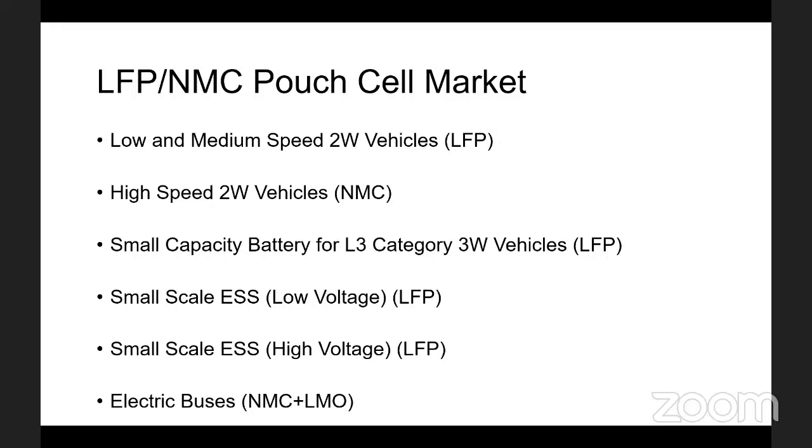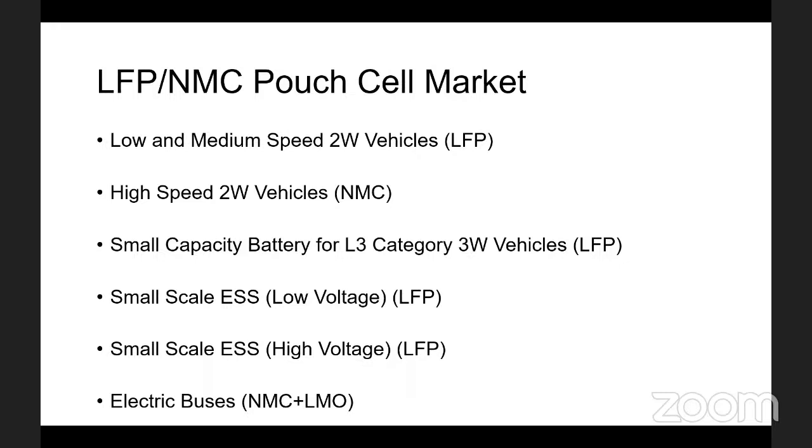So pouch, again, LFP and NMC, they have their own importance. Low speed and medium speed, they want to use LFP. Ultra high speed, sometimes they want a 3C cell, and LFP pouch can be about 2C, which should pretty much take care of most of the high speed. But for ultra high speed, maybe sometimes they want to look at NMC, but NMC comes at a cost. It's expensive, it's less safe, the cycle life is less, but still, for various reasons, it is preferred in some of the applications.